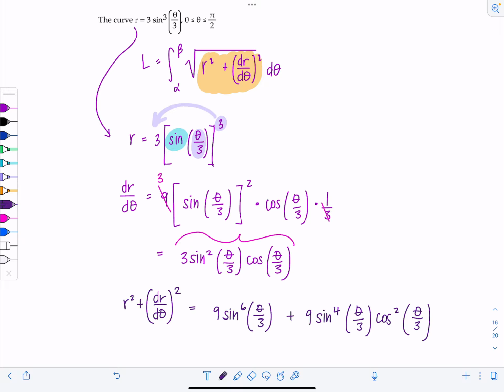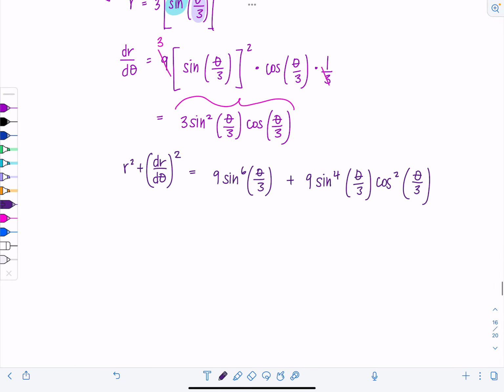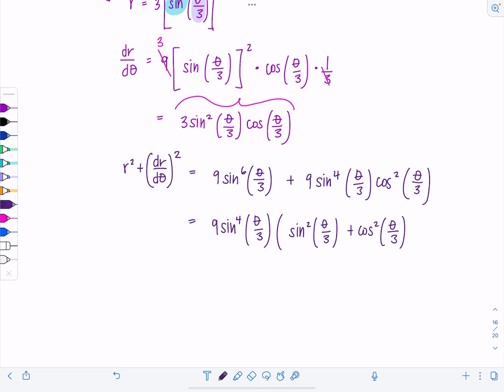There's got to be some cool factoring that's going to make life better. This is too nasty to integrate. So I can take out a 9 and sine to the 4th of theta over 3 from both terms. And then I'm just going to have sine squared theta over 3 plus cosine squared theta over 3. Beautiful. That's 1. I can take the square root of this guy in my sleep.